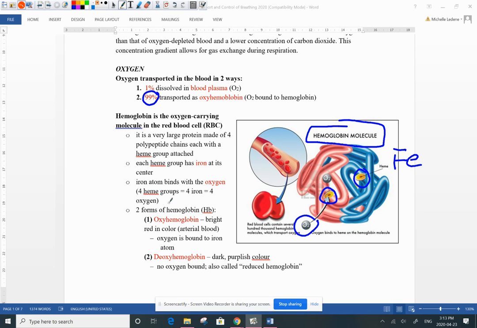When oxygen binds, it's oxyhemoglobin. That's the bright red color of your arterial blood. When you don't have oxygen bound, it's deoxyhemoglobin, a dark, more purplish color, like the color you see when you cut yourself. Those are veins and capillaries that have that deoxygenated blood. So oxygen is transported in two ways, but mainly by hemoglobin, with some in the plasma.